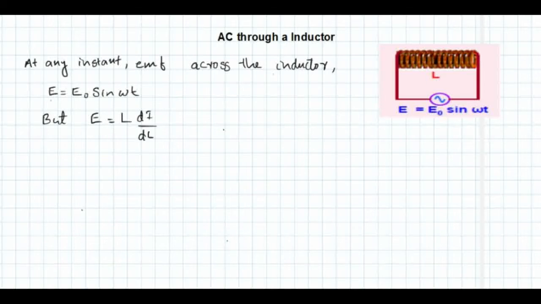This we have already seen in the previous class. But what is E? E is equal to E0 sin omega t. So that is equal to L into di by dt, and from this we can find the value of current.